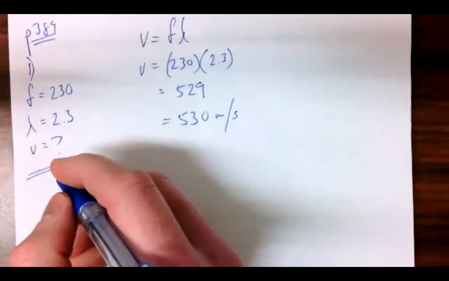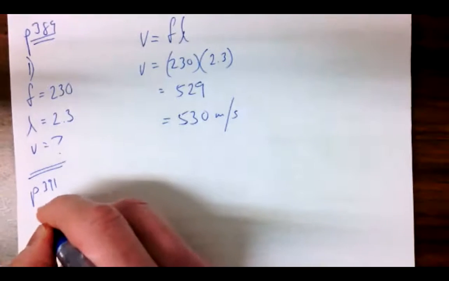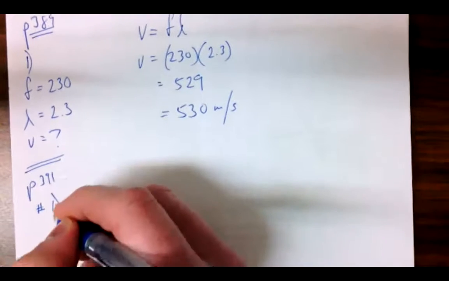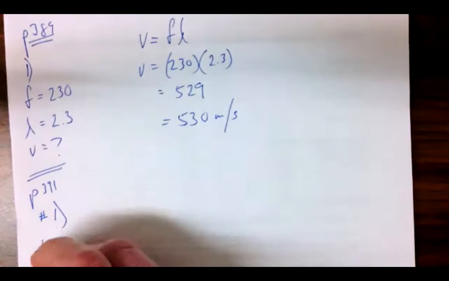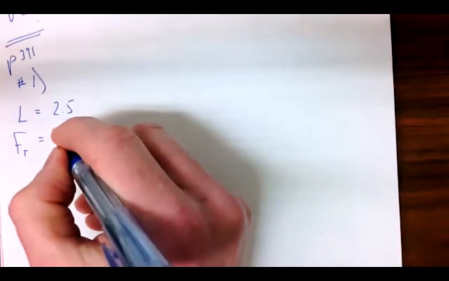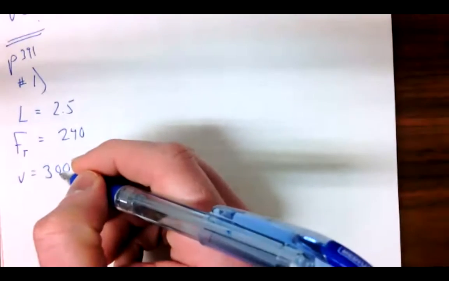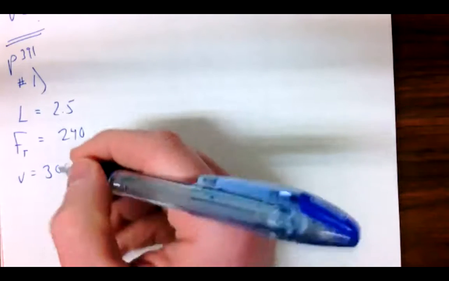But the next section is a little bit trickier. Not a whole lot. Page 391, numero uno, says if a 2.5 meter long string, so the length equals 2.5, on a wave machine has a tension of 240 newtons, so F sub T is tension force, so that's 240 newtons, and then the wave speed is 300 meters per second, V equals 300. What's the mass of the string?